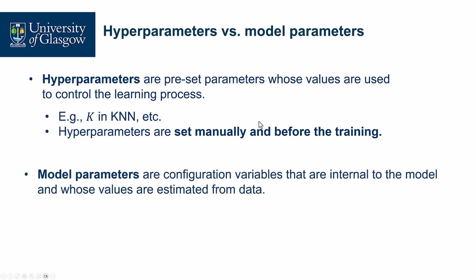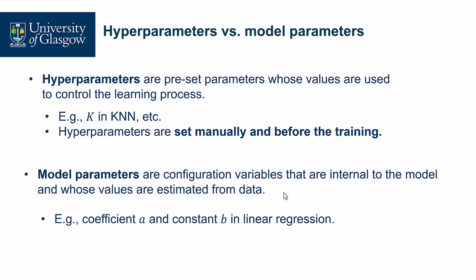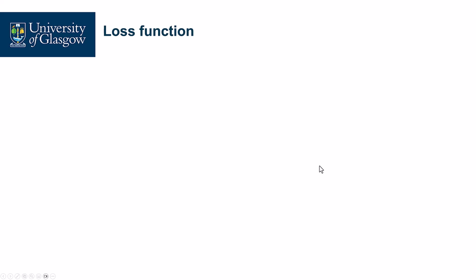Model parameters are rather different. These are the internal configuration variables of the model. These are estimated from the training data. For example, the coefficient A and intercept B of the linear regression. These are learned from the data, right? So the model parameters are the training outcome. Hyperparameters are set before training, model parameters are the training outcome. This is the key difference, right? So we are not optimizing hyperparameters. Well, that is preset.